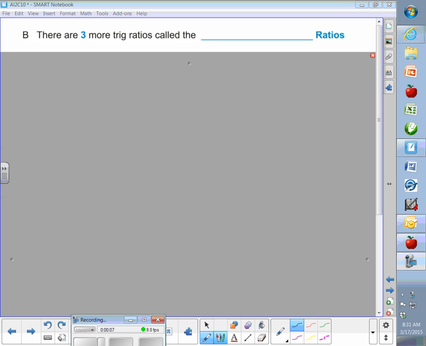All right, so the second half of this lesson involves the other three trig ratios. There are really six: three basic ones and then three more. These are called the reciprocal ratios. So you get your first three, and then you have the reciprocal ratios.